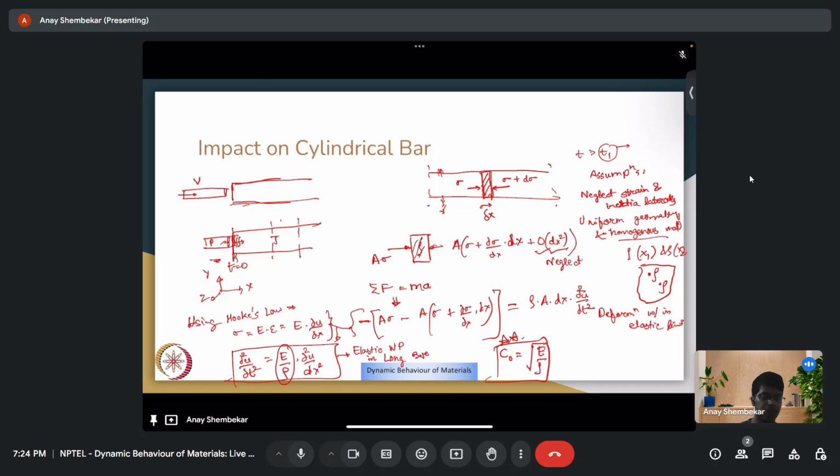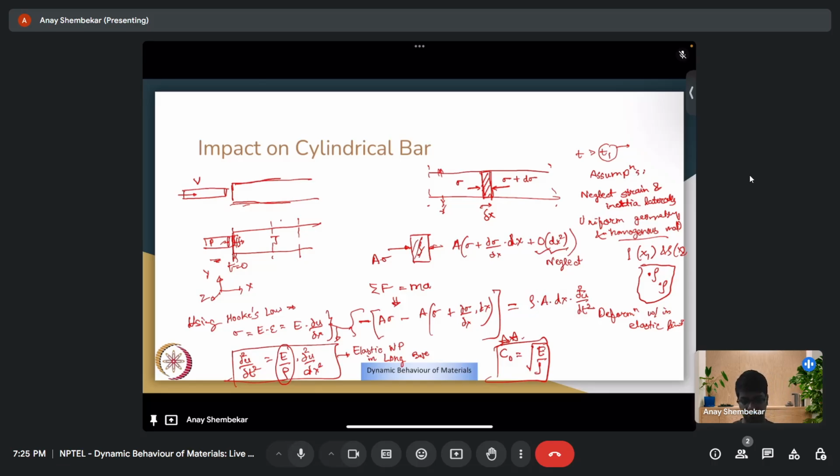Okay, a series of assumptions have gone in here, and what this tells us is where we can use this. If the material is homogeneous, if it has a constant cross section, and if it's very thin, so that the length dimension is much larger than the diameter of the cross section, then we can neglect the strain and inertia laterally. Uniform geometry and homogeneous material are already there. So this is a longitudinal wave propagating in an elastic bar, and this has some finite speed, C naught is equal to root of E by rho.